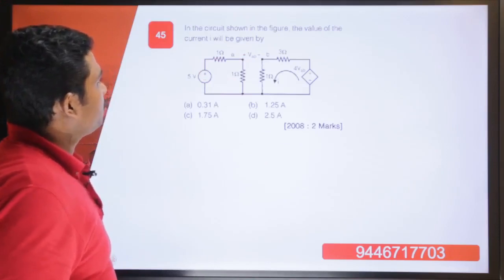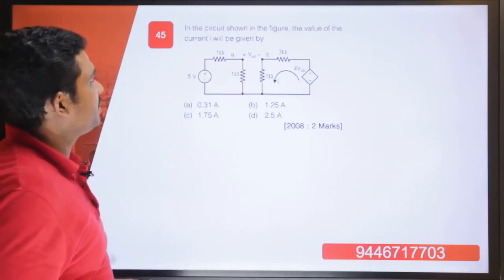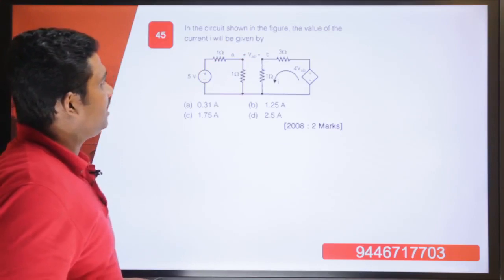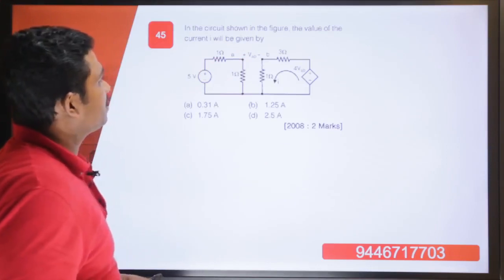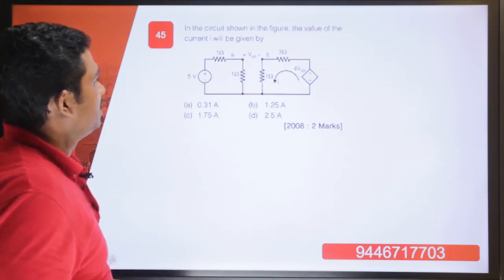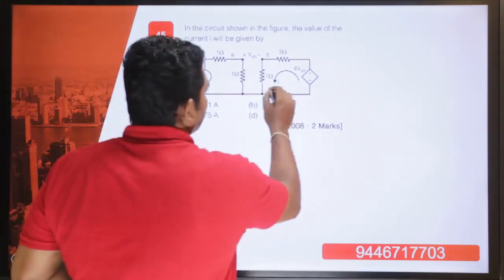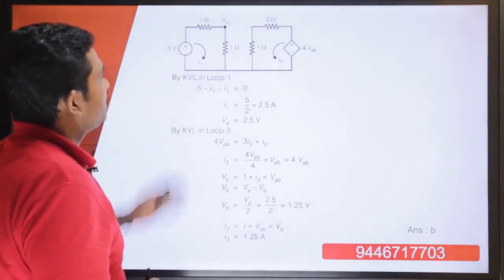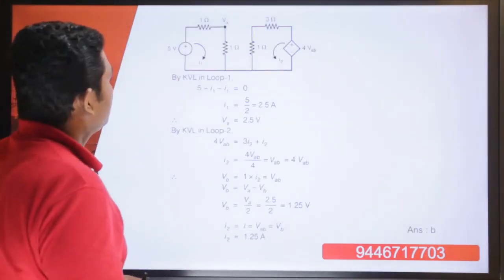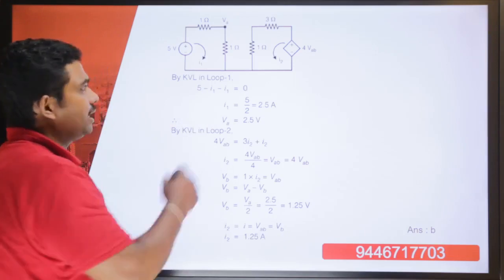Now about question number 45. In the circuit shown in the figure, the value of the current I will be given by, is what is the question. So this is current I, and we will have to find out the value of I. So we are redrawing the circuit and we are making equations for loop 1 and loop 2.